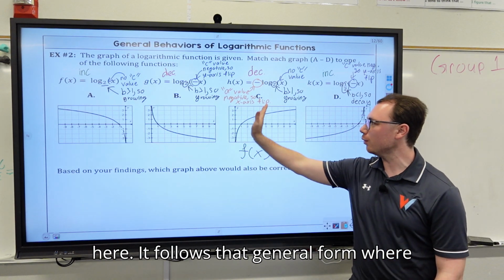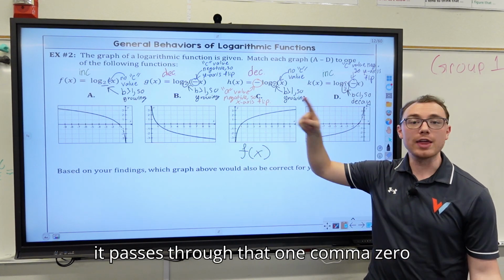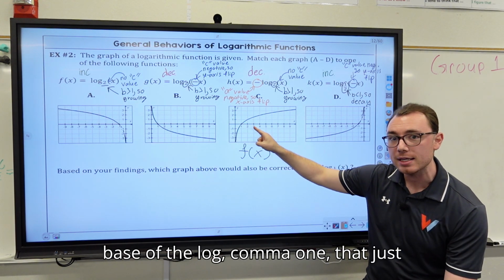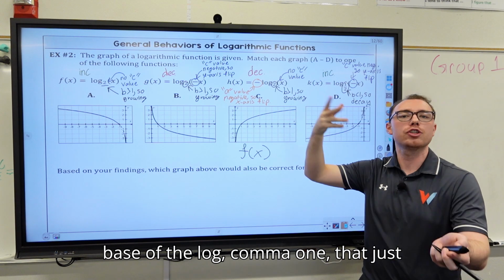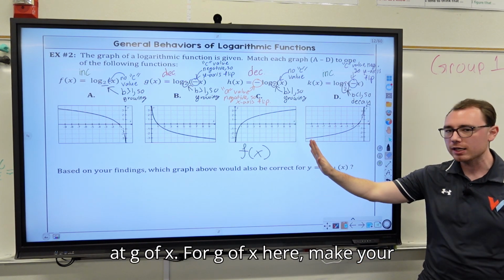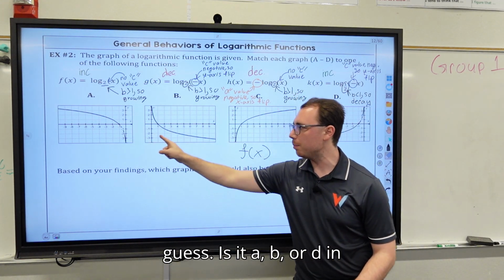It follows that general form where it passes through that (1, 0) point. It passes through that (2, 1), the base of the log comma 1, that just normal point there. Now let's take a look at g of x. For g of x here, make your guess. Is it A, B, or D?